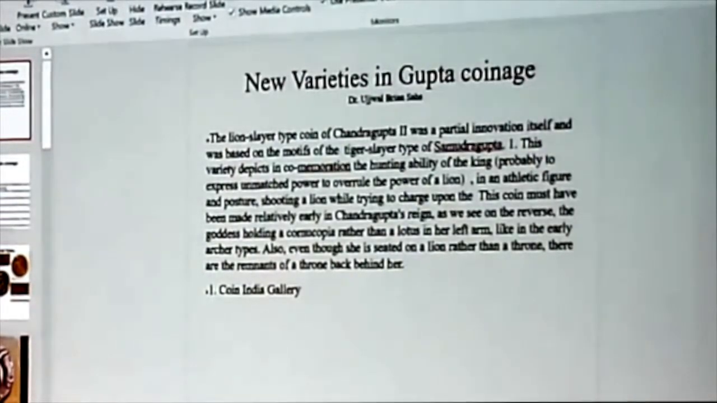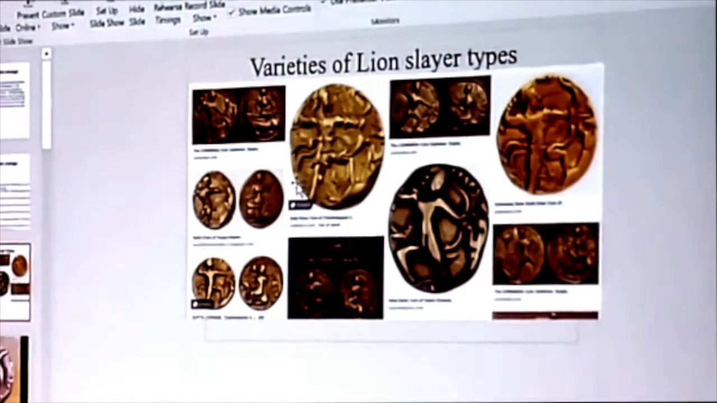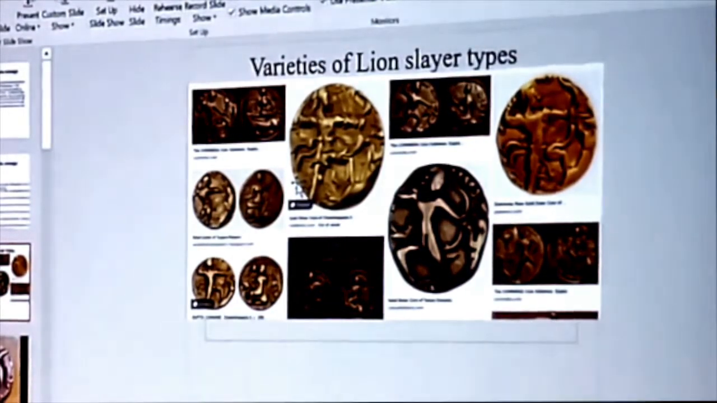As we have seen in the slides and these pictures, we see a much more dynamic kind of motif on this coin. It's not static, unlike the previous dynastic coins, the coins of the Kushans, with the king offering oblations on an altar. Here it is captured in action, the king in a hunting motif, where he is trying to combat a lion in different postures.